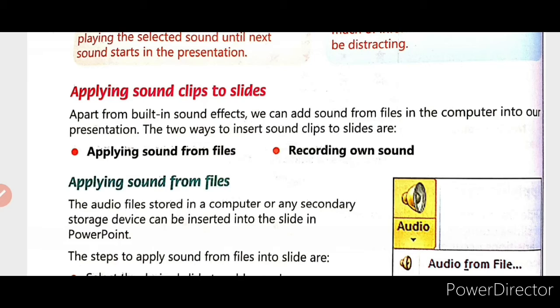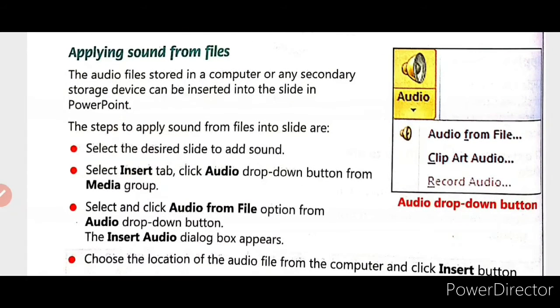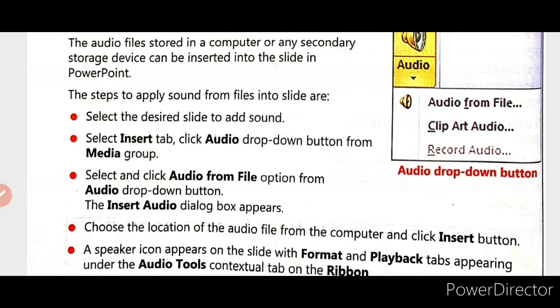We can browse the computer, select the desired sound we need to apply, from the computer into the presentation. So what are the two ways? Applying sound from files, recording own sound. First we'll see about applying sounds from files. The audio file stored in a computer or any secondary storage device can be inserted into the slide in PowerPoint. So as I told you, we need to browse the audio files that we already have in the computer, or we can also select the audio file from the secondary storage device. Okay, so that can be inserted into the slide in the presentation.